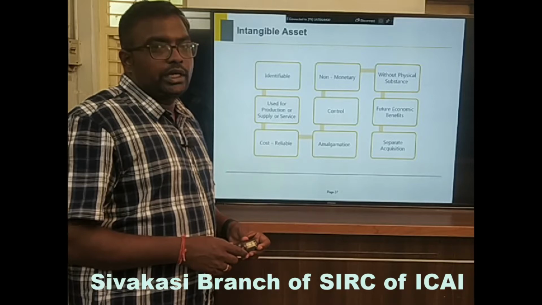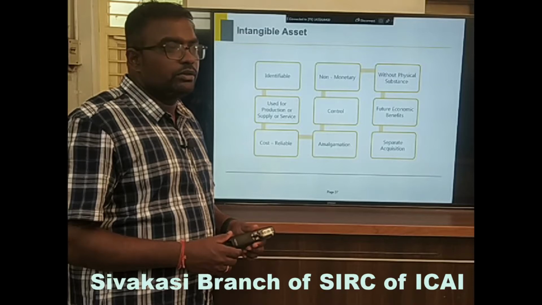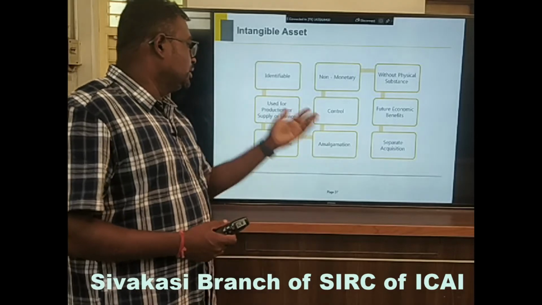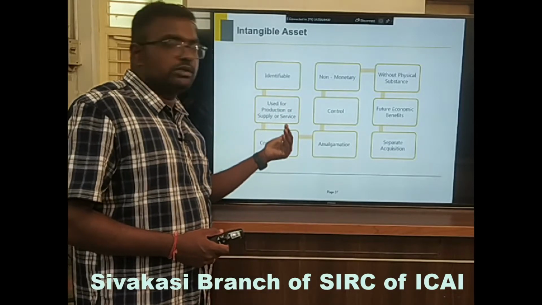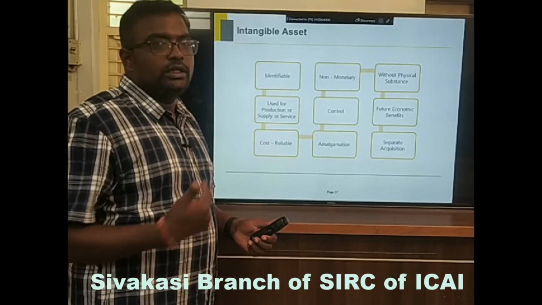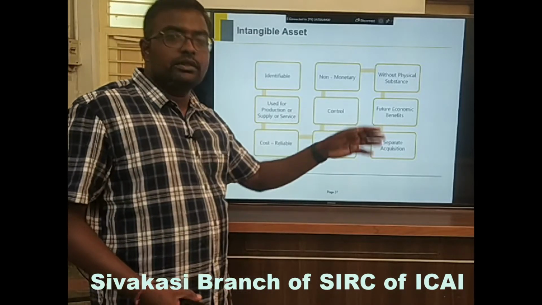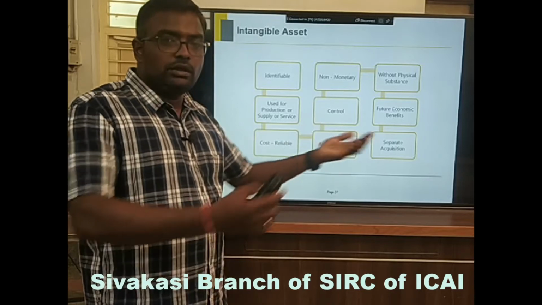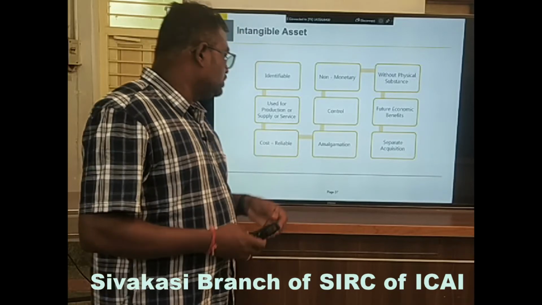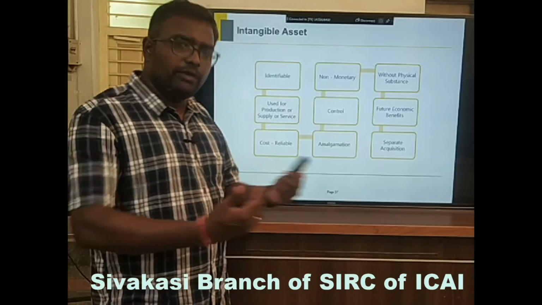It is a non-monetary asset, so you cannot convert it into cash immediately. It is without physical substance, used for production, supply or service. You will be using it for production, supply or service. So you should control it. You should control, as I told, in line with identifiable. Control means that future economic benefit, which means the flow of cash from that asset, should flow to you, basically. So a future economic benefit means you should get the benefit from that asset.